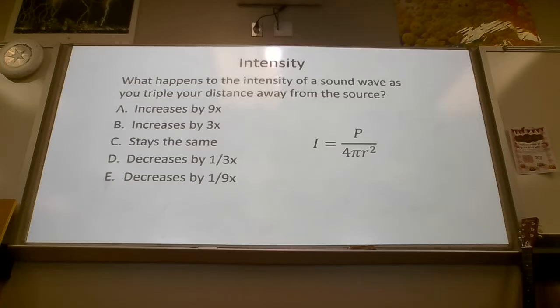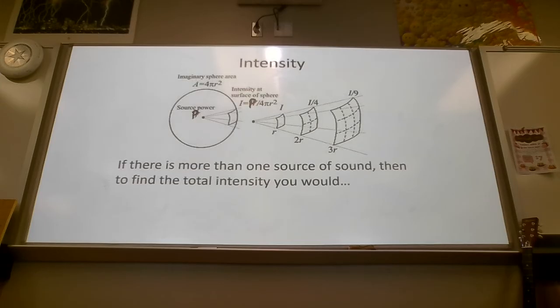The correct answer is E. 1/9. The radius is squared. My hope is that you'll be able to rock your socks off of every problem like that. You've seen that throughout the entire year. Power. Power. All right.